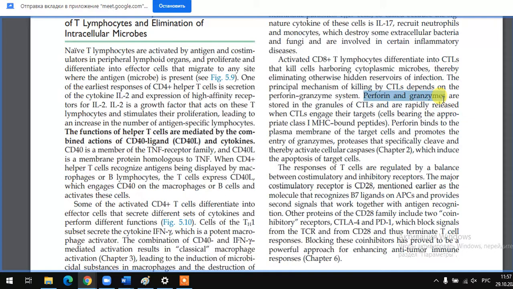Also, they can kill our own cells with expression of this antigen. In cases of virus, for example, when a virus infects our cells, you know that viruses start to produce their own proteins, and these own proteins.